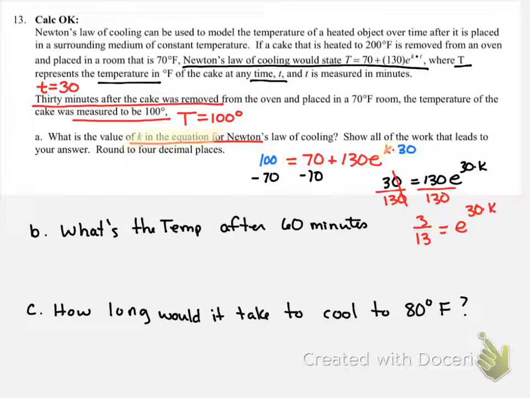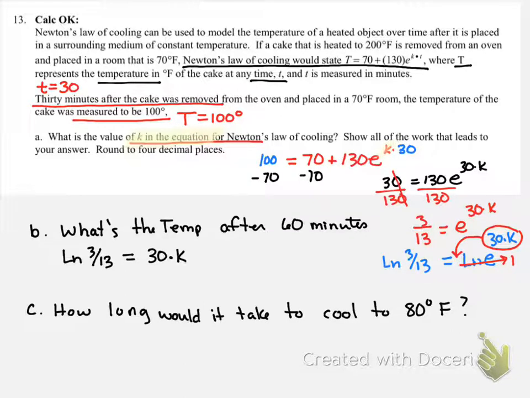Well, since I have an exponential with e as the base, ln, natural log, will undo that. So if I have ln of 3 over 13 equals ln of e to the 30 times k, and now we can take advantage of our log rule that allows us to bring this exponent down in front, and we know that ln of e is just 1. So continuing on over here, we have ln of 3 over 13 equals 30 times k.